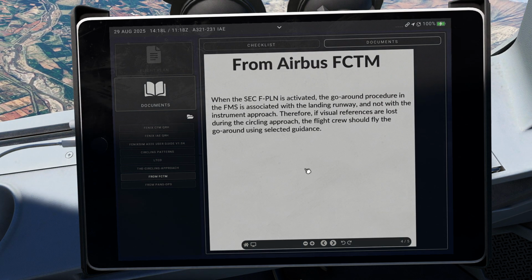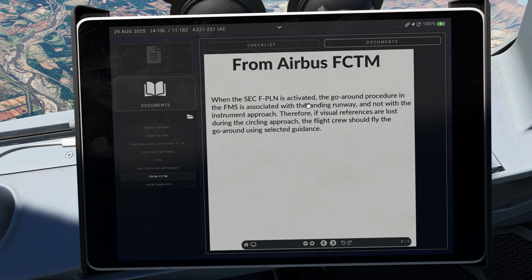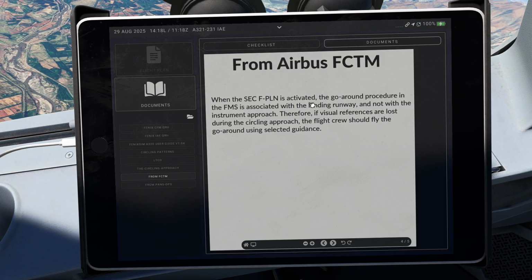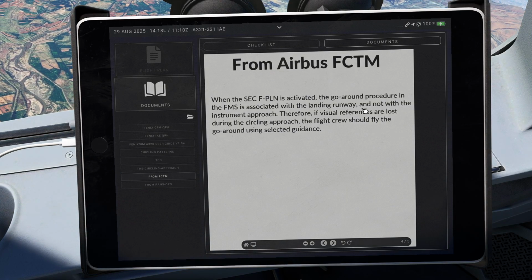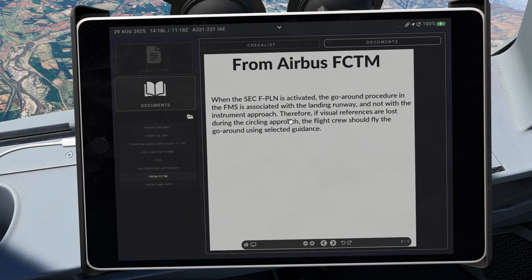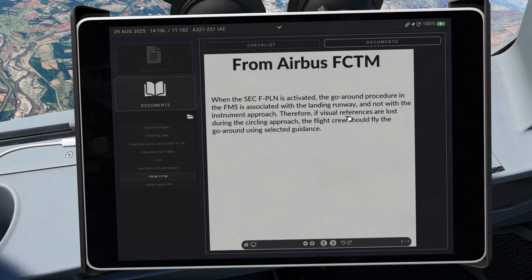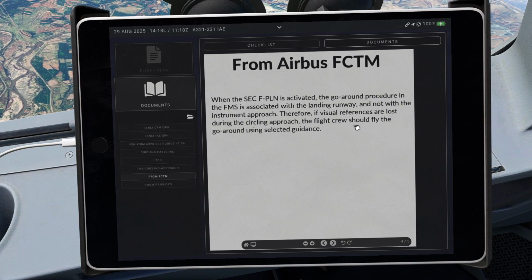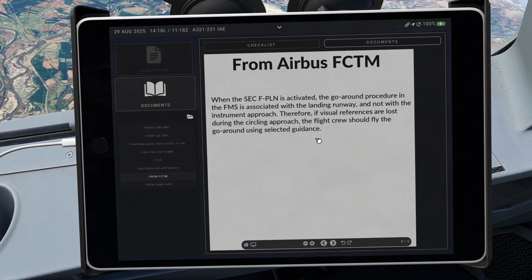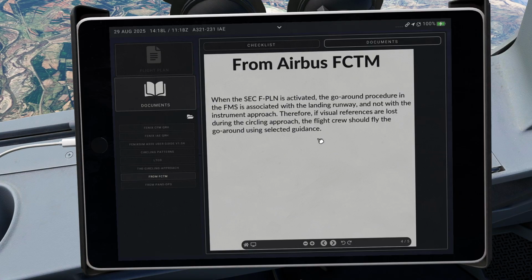And for the final item, when the secondary flight plan is activated, the go-around procedure in the FMS is associated with the landing runway and not with the instrument approach. Therefore, if visual references are lost during the circling procedure, the flight crew should fly the go-around using the selected guidance.